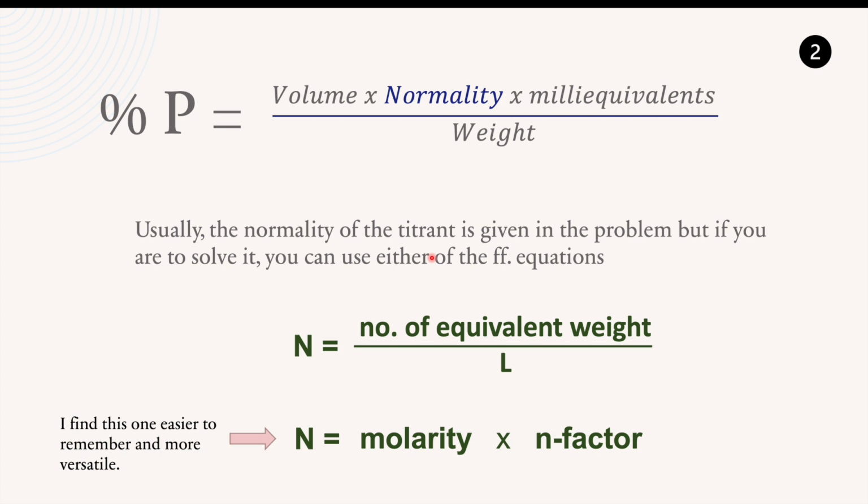Just remember these equations. Okay, this is my favorite. I have a bias. If there are so many versions of equations, I only use one equation, and the equation that I use is the one that is more versatile. In this case, I love using this one because this simply takes your molarity times the number of factors, or the number of equivalents. You just have to memorize, solve for molarity, and then just multiply it by the number of factors. What do I mean by that?